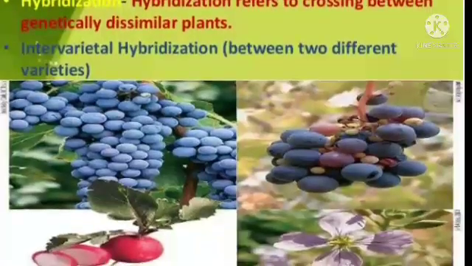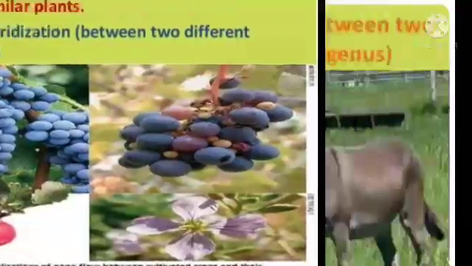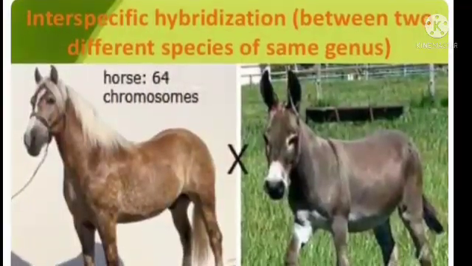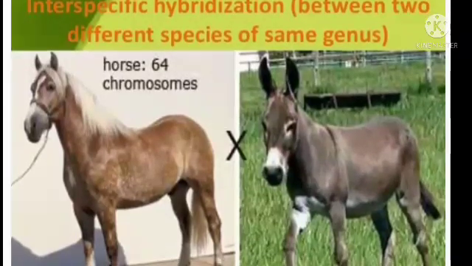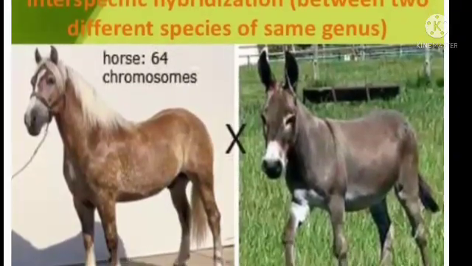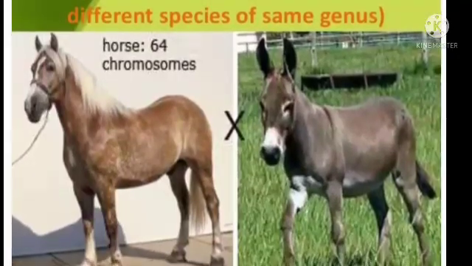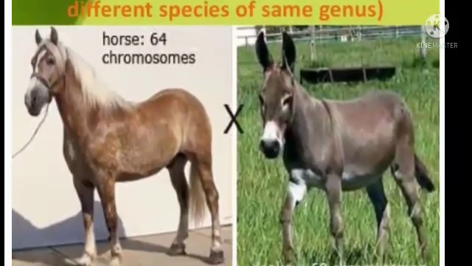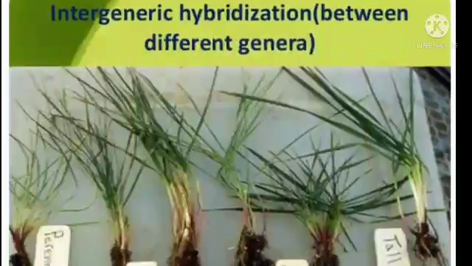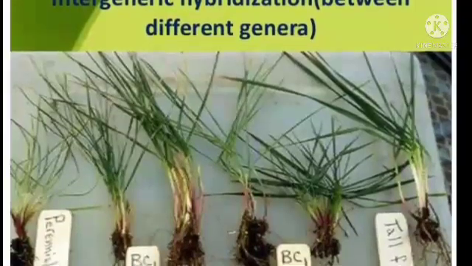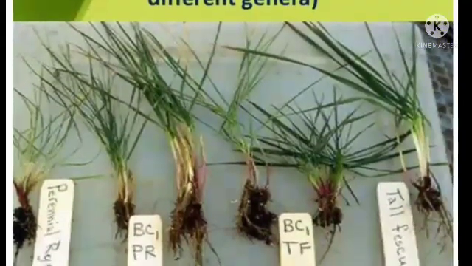Intervarietal hybridization is between two different varieties. Interspecific hybridization. It is the hybridization between two different species of the same genus. Example, horse which has 64 chromosomes and donkey which has 62 chromosomes. Intergeneric hybridization. That is the hybridization between two different genera.